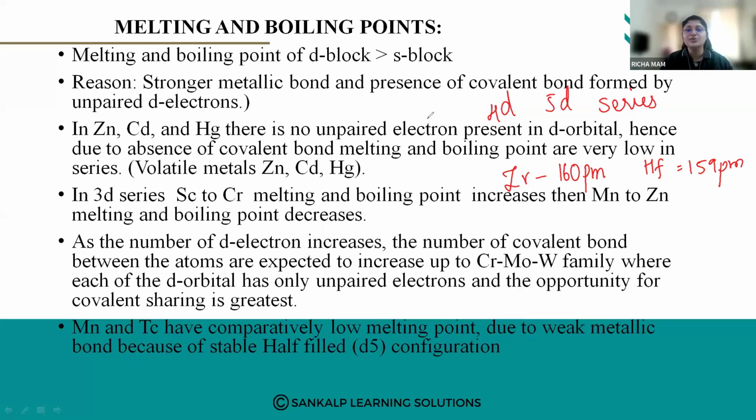It is due to lanthanide contraction, that is, due to intervention of 4f orbitals. You can experience a decrease in atomic radii. So because of this reason, hafnium and zirconium have the same atomic radius, because the elements of the 4D and 5D series have the same atomic radii.